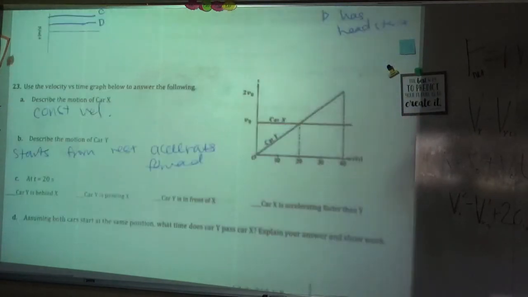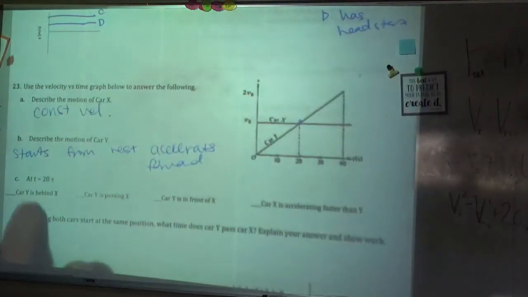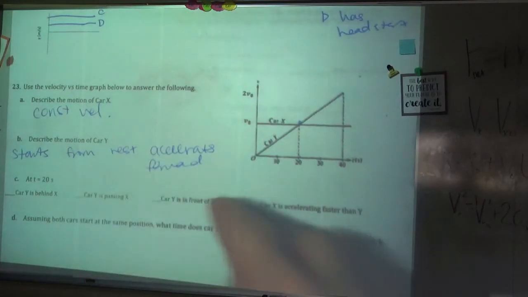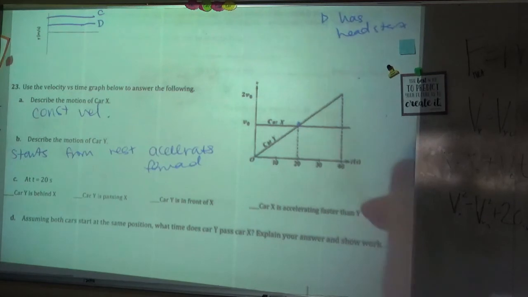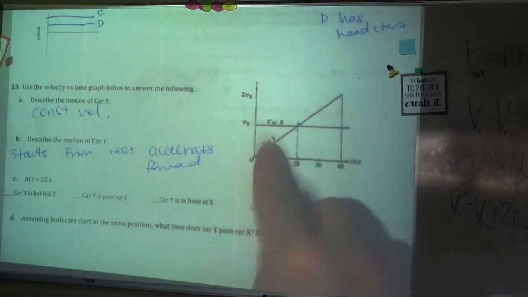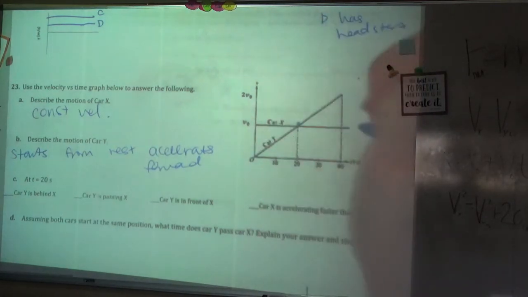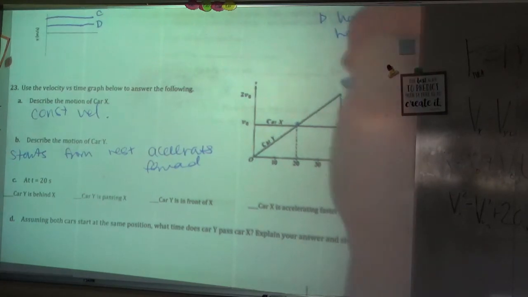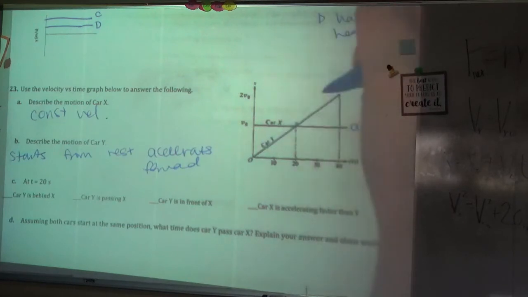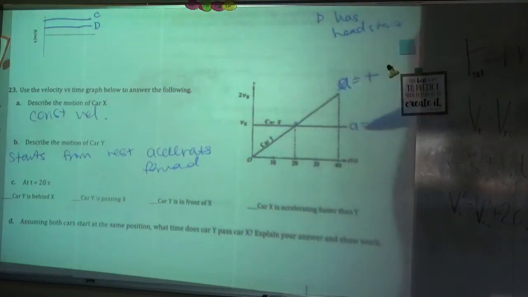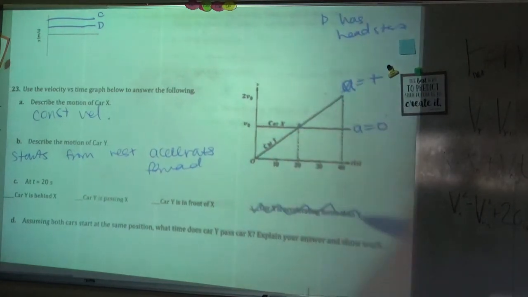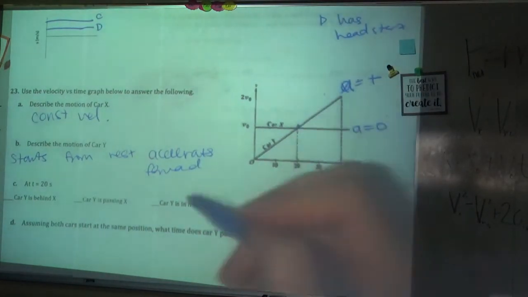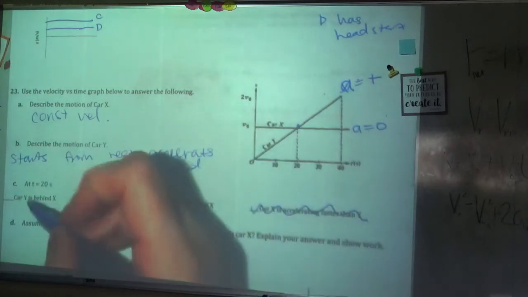At 20 seconds, it's asking, is car Y behind? Is car Y passing? Is car Y in front? Or does X have an acceleration greater than Y? Well, let's look. Car X would have no acceleration, and car Y would have some positive acceleration because it's increasing velocity. This is constant, no acceleration. So X does not have a greater acceleration than Y. It has none.